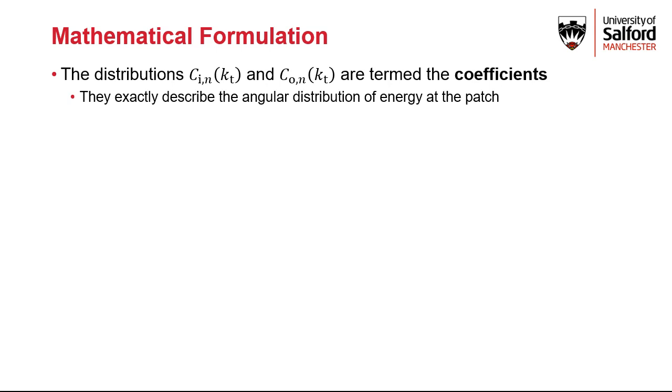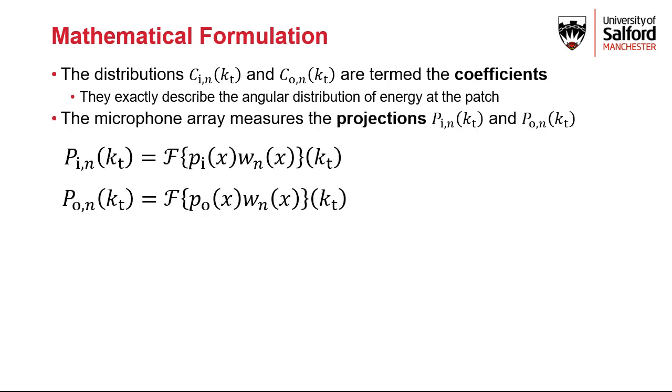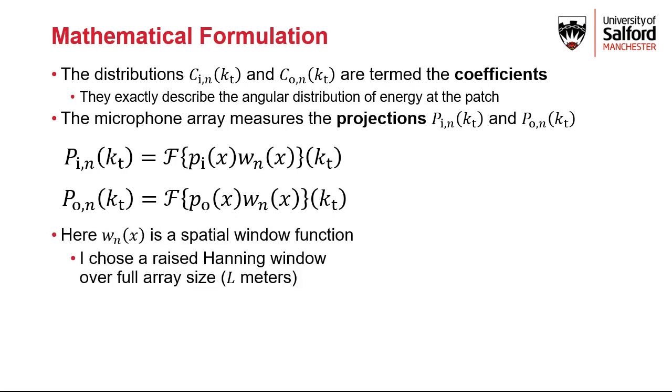What the microphone measures, on the other hand, is the projections P, and again this is lingo from boundary element method, and they're not necessarily the same. In particular, we're going to have some sort of windowing function applied to these microphones, and then essentially what we're doing in the maths of this is kind of Fourier beamforming. There's nothing rocket science going on in the beamforming. We've got a window here, and I've chosen it to be a spatial Hanning window over the full array size.